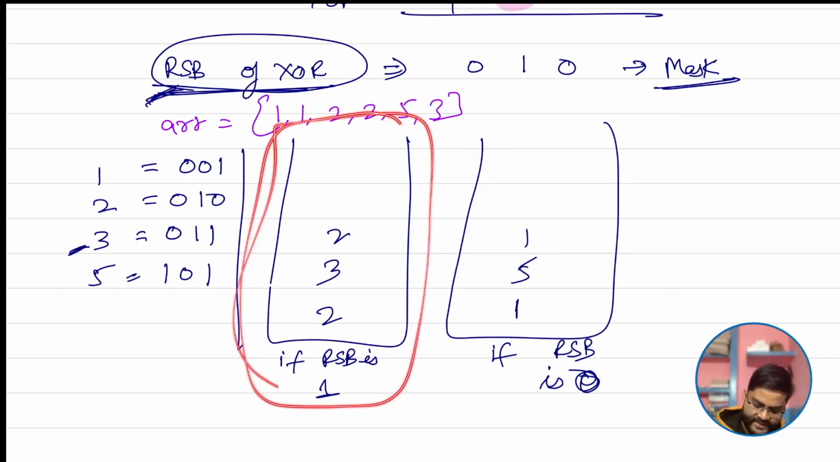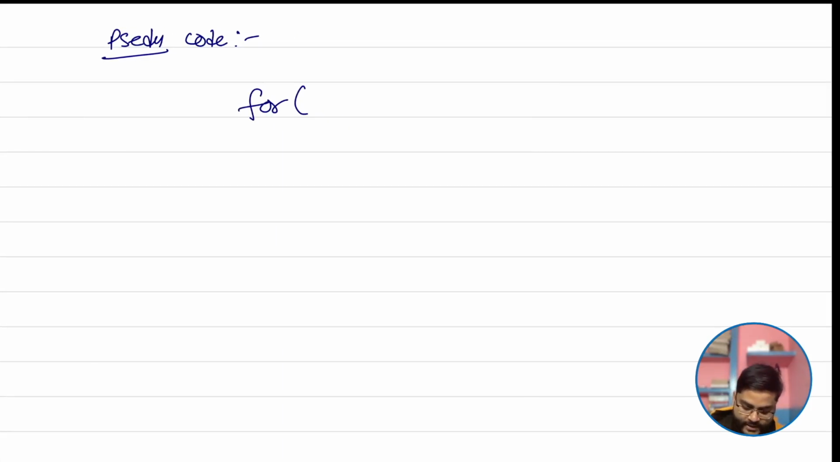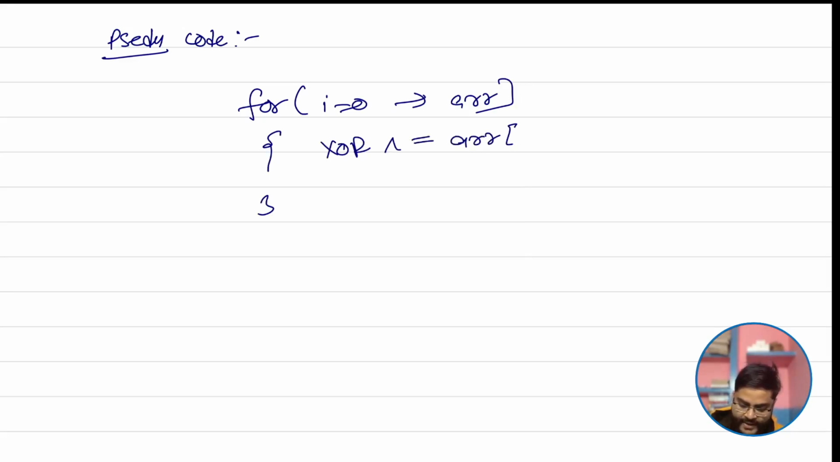Let me take this case only, and let me write the pseudocode for it so that you can get it. I will first take the XOR of all of the numbers. So I'll iterate through my array and take XOR equals XOR of array of i, the XOR of all the numbers. After that, I can take, let's say, my first number.